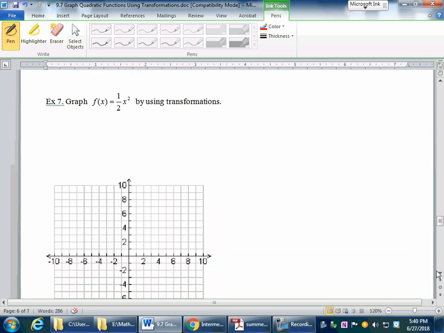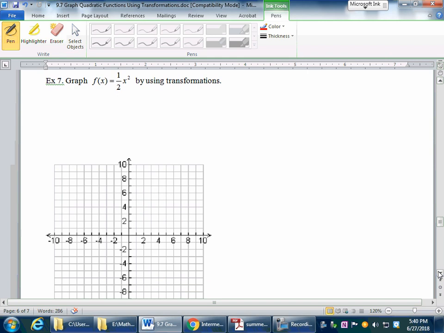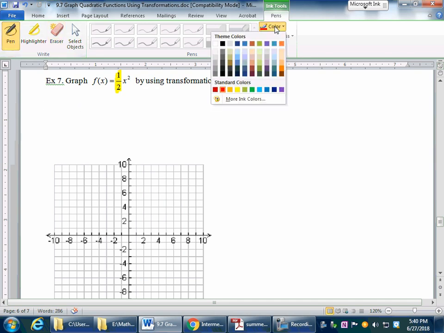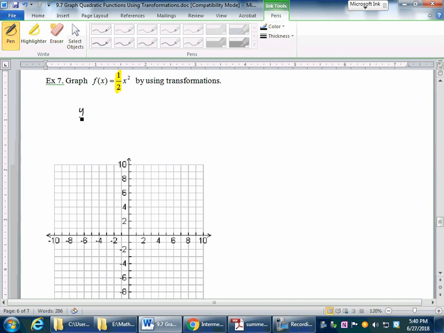Next one is transforming again, but it will be horizontally shrinking because I'm multiplying by less than 1 half, right? So again, my parent's graph will be y equal to x squared, and then we're going to multiply by 1 half to that y value, so it will be vertically shrinking by a factor of half.